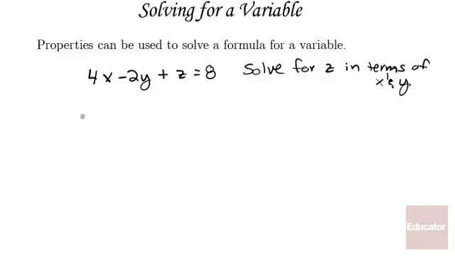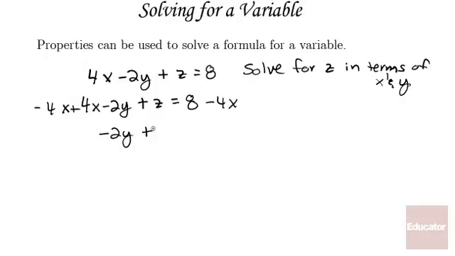So again, I'm going to apply these same principles. First, I'm going to use the subtraction principle. I can start out by subtracting 4x from both sides. That's going to give me, these 4x's will cancel out, negative 2y plus z equals 8 minus 4x.